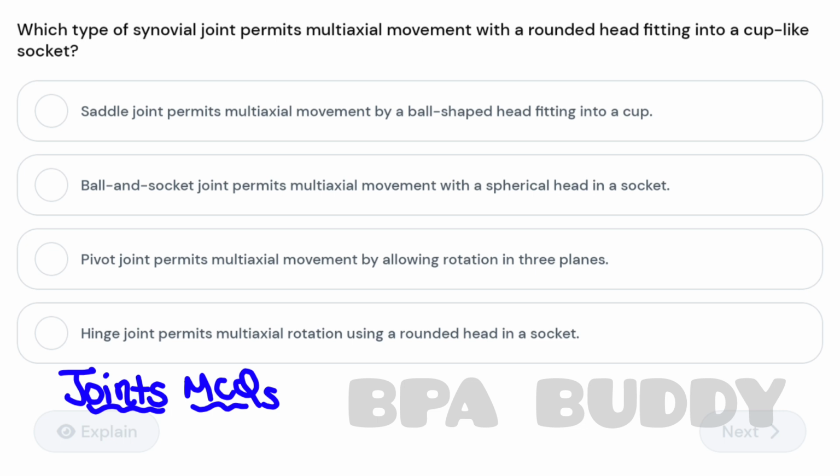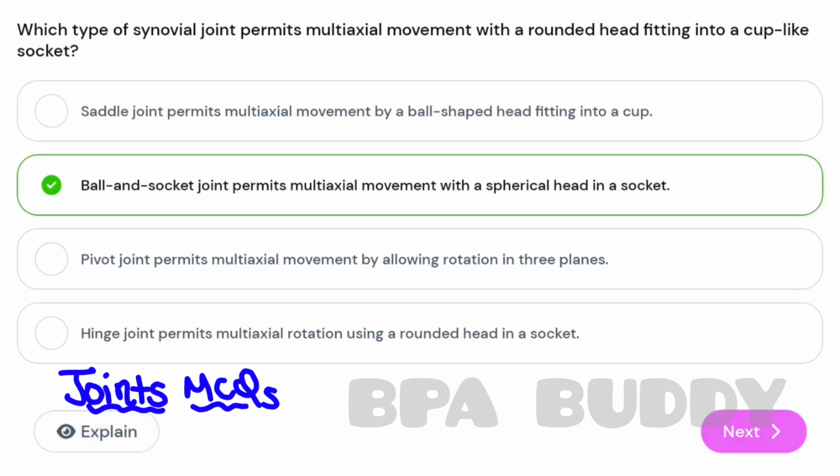So first question is, which type of synovial joint permits the multi-axial movement with a round head fitting into a cup-like socket? Saddle joint permits multi-axial. No, I guess the B1 is the right option.